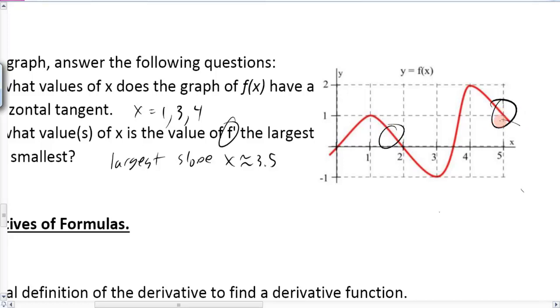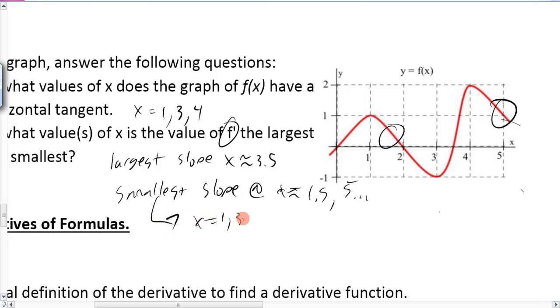Looks like it'd be about a tie. So therefore, I'm going to say it has the smallest or most negative at x is about 1.5 and 5. But again, remember, if we really wanted to use smallest, this is what I would really want you to say: x equals 1, 3, and 4.